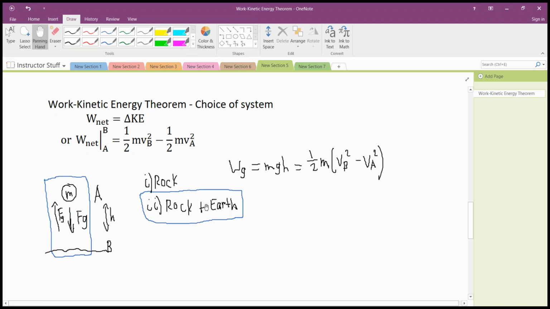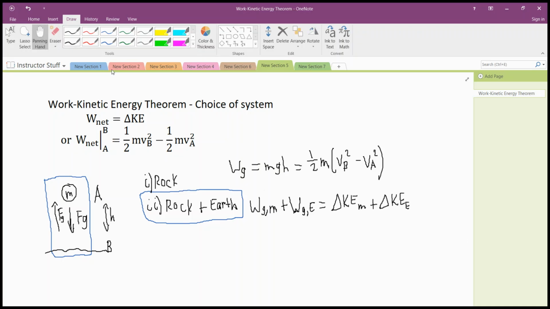All right, let's now consider the other system. In this system, the rock and the earth are both inside our system, so the gravitational force of the earth on the rock is now an internal force, and the gravitational force of the rock on the earth is also an internal force. Both of the forces are now inside our system and doing work on the objects inside our system. The work kinetic energy theorem for our system then looks as follows.